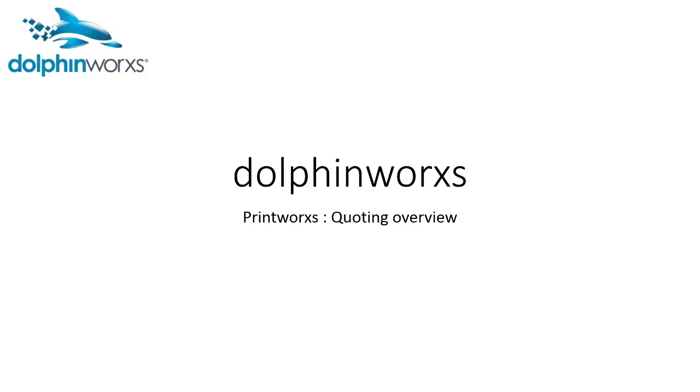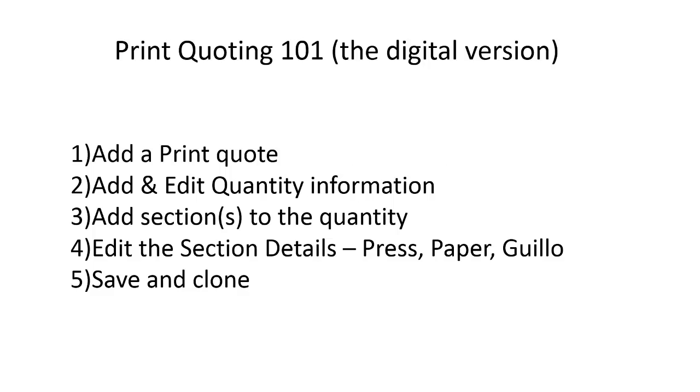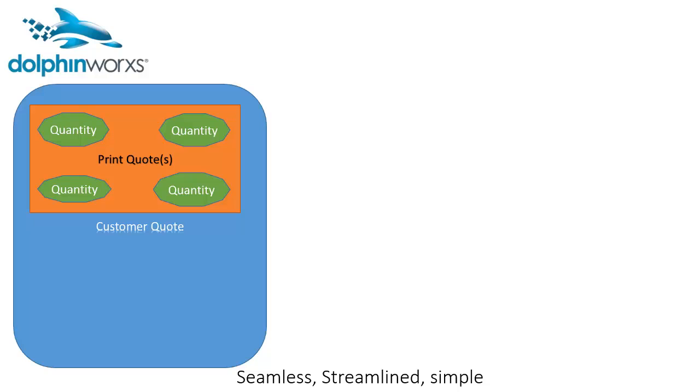This video gives you a brief crash course in print quoting using printworxs cloud software. There are 5 steps to print quoting in our software. First, you'd add a print quote, then you'd add and edit quantity information, add sections to those quantities, edit the section details, and then save and clone. Let's cover some concepts quickly.